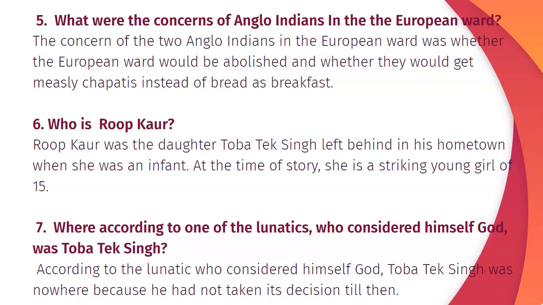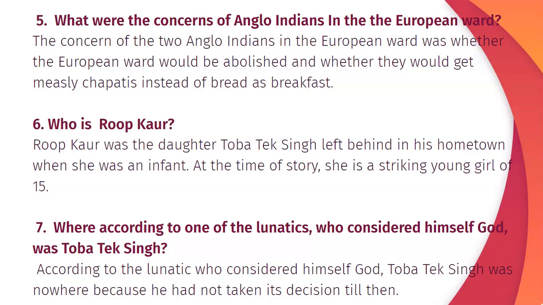Who is Rup Kaur? Rup Kaur was a daughter Toba Tek Singh left behind in his hometown when she was just an infant. At the time of the story, she is a striking young girl of 15.